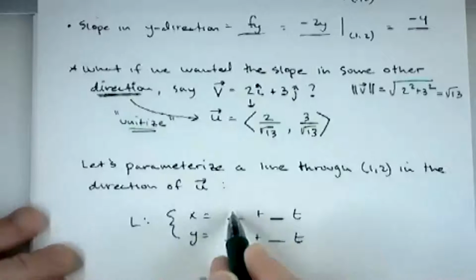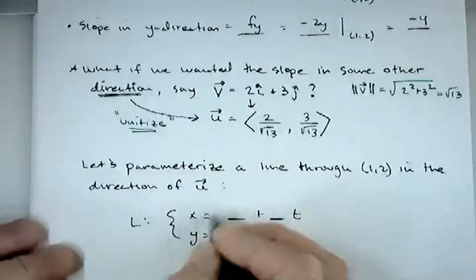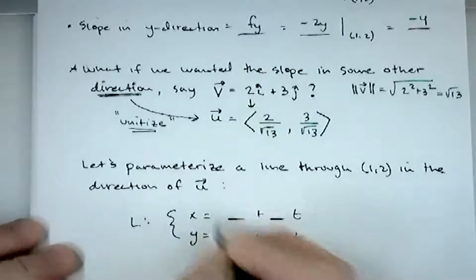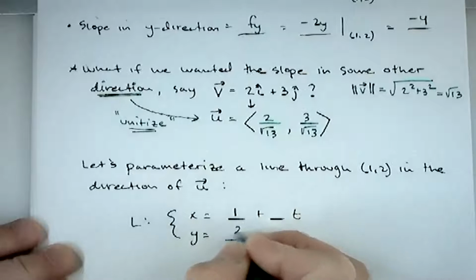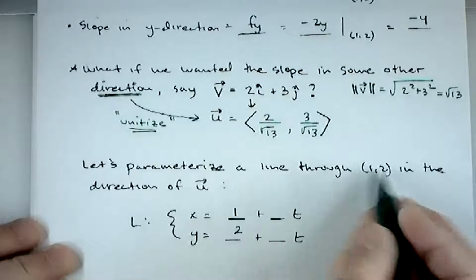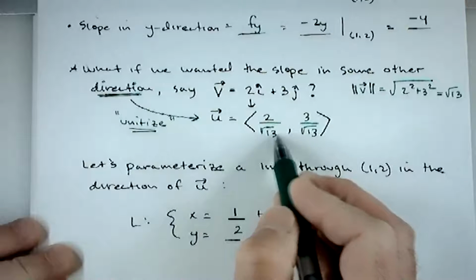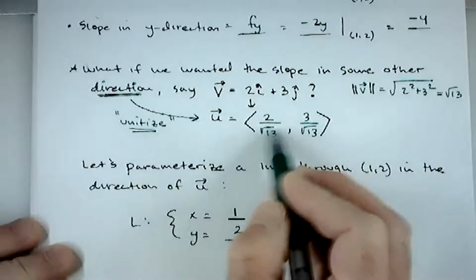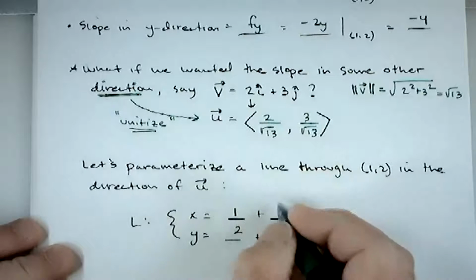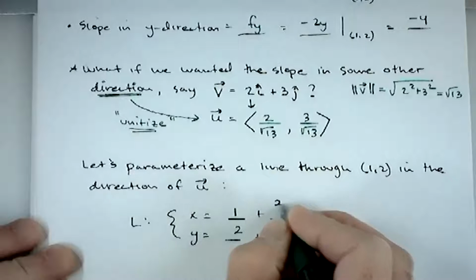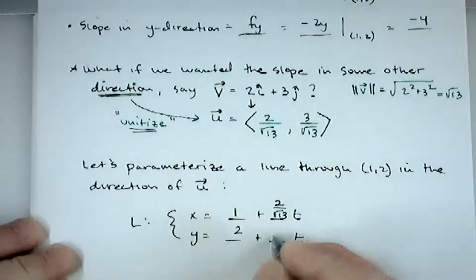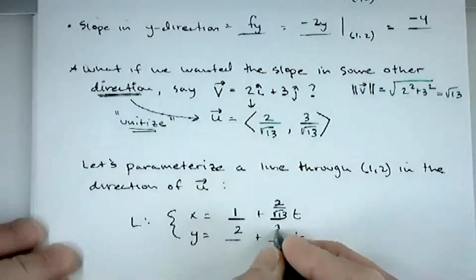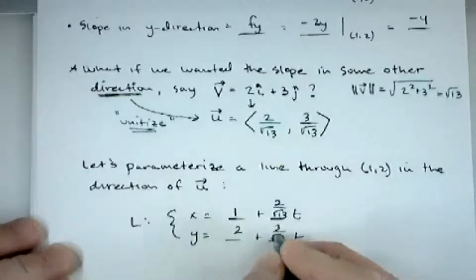And you may recall, you could write this as a vector, obviously, but one way to write the equation of a line is in parametric form. I know my line has to pass through the point 1, 2. And if it's moving in this direction, then I could use this as my direction coefficient for x. So this would be 2 over root 13 times t. And for y, it's moving in the direction of 3 over root 13 times t.